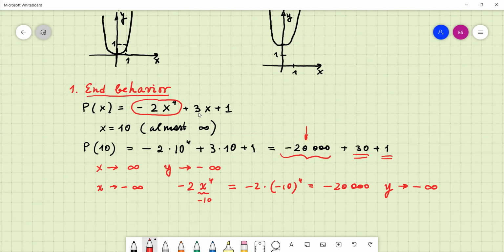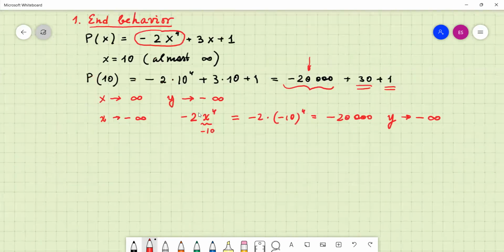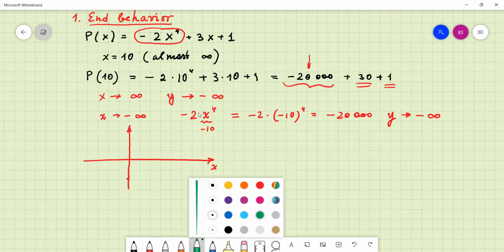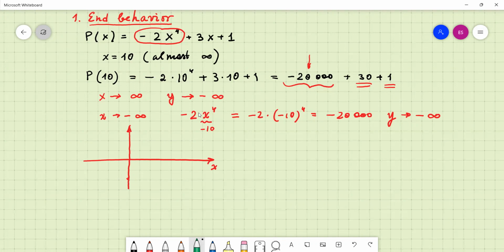Later, it's going to help us to build our graph. So what does it mean? How is it going to help us to build our graph? Well, I'm going to do a little graph over here, but it's not going to be a precise graph. It's going to be a very approximate graph. I'm going to do the graph only at infinity.